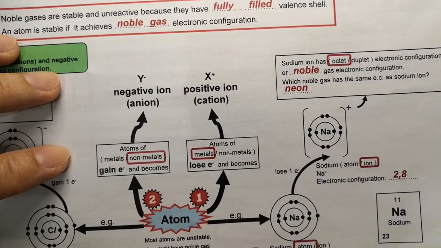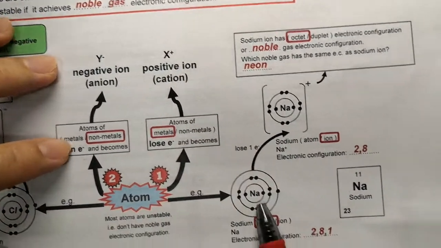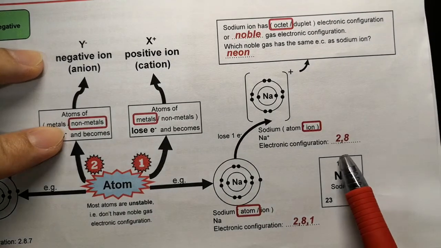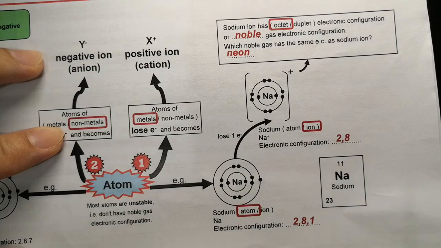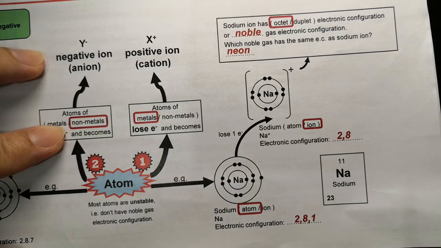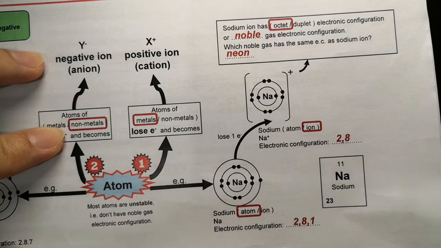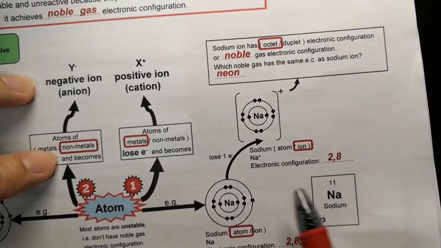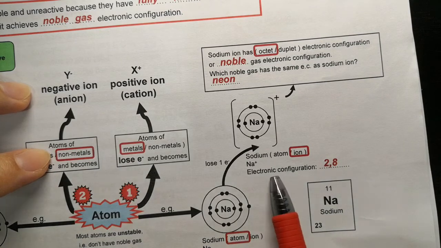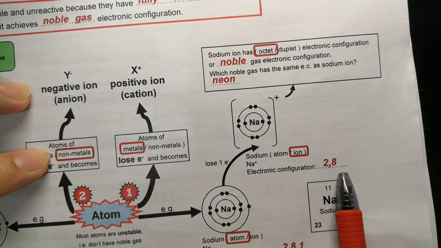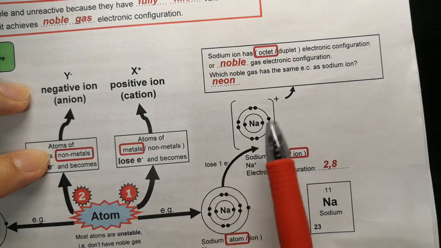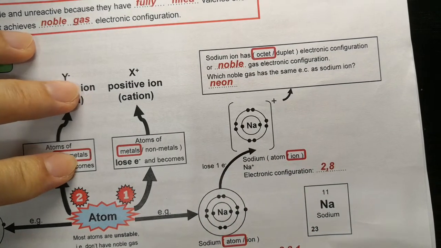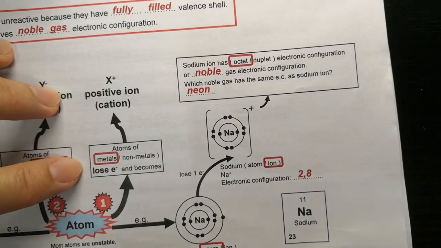An example is sodium. In the periodic table, the proton number of sodium is 11. So the sodium atom has electronic configuration 2,8,1, with 1 valence electron. That is why the sodium atom is unstable. So the sodium atom is not happy. What it needs to do is to lose 1 valence electron to form a sodium ion, and the electronic configuration is 2,8. Now remember, losing one electron will form a positive ion, not a negative ion.